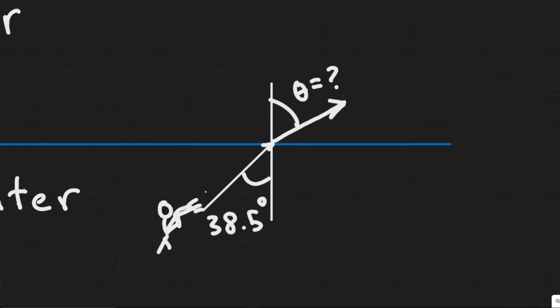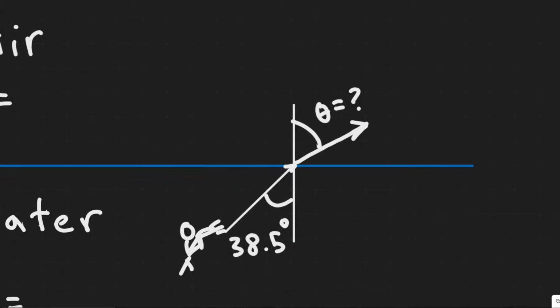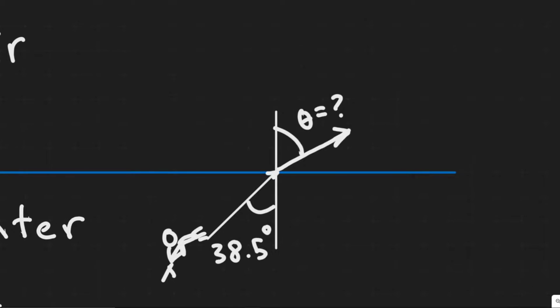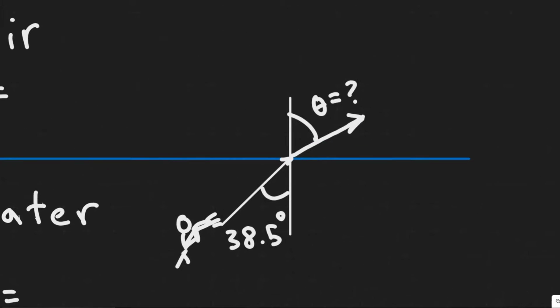So we can imagine this right here is our diver. We know that they're going to be shining this light right here, and we know it's going to be 38.5 degrees to the vertical. When we say the vertical, we're just talking perpendicular to our surface here, the water. And then it's going to leave the water at some new angle, as a result of Snell's law, some new angle theta. That's what we're trying to find, theta right here.